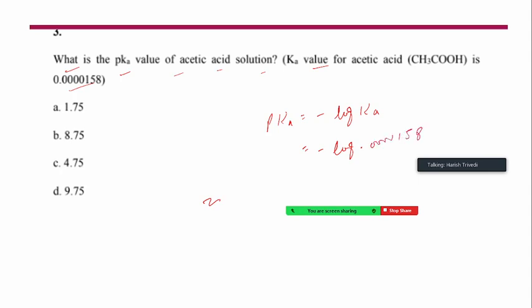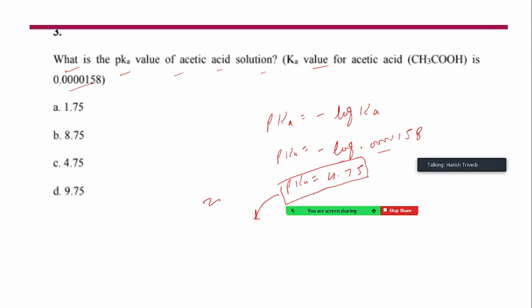0.0000158. So you will get the pKa value, and it will be around 4.75. You can do it by scientific calculator and you will get the pKa value. From here you can also find the concentration. What will be the concentration of hydrogen ion?